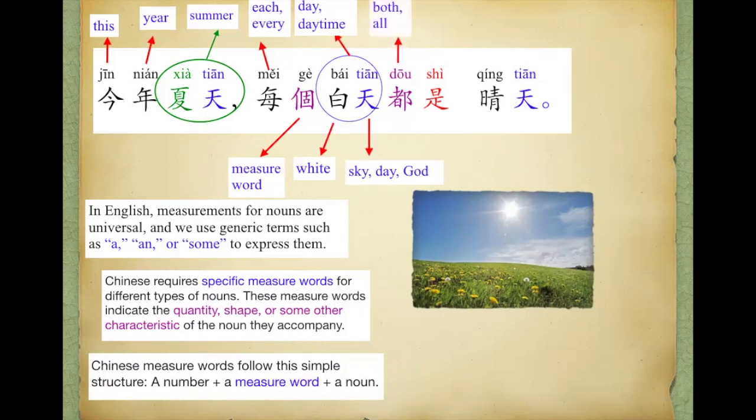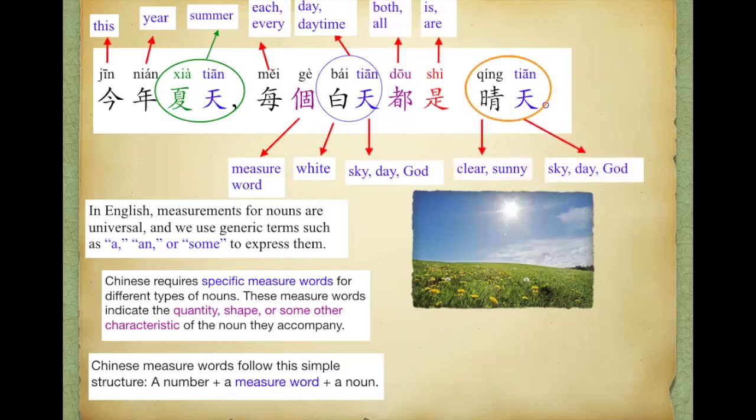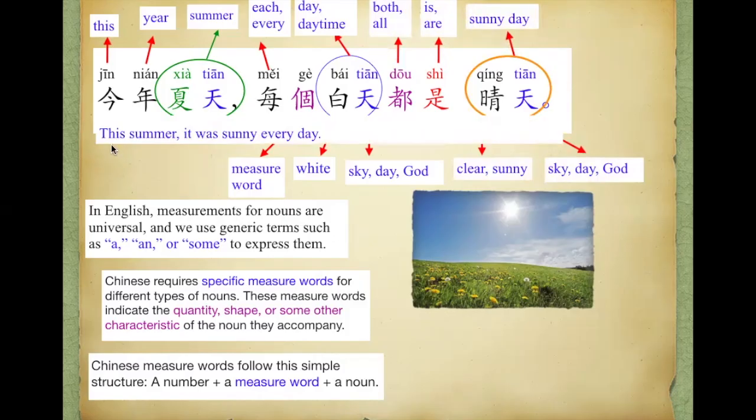都, both, all. 是, is, are. 晴, clear, sunny. 天, sky, day, God. 晴天, sunny day. This summer, it was sunny every day. 每, each, every, and there's no translation for 都 here in the sentence.